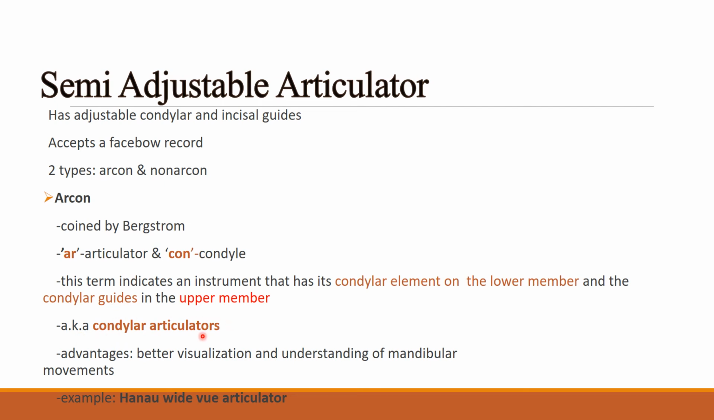It can also be known as the condylar articulators. Okay, so the advantage is that it helps in better visualization and understanding of the mandibular movements. An example is the Hanau Wide-Vue articulator.